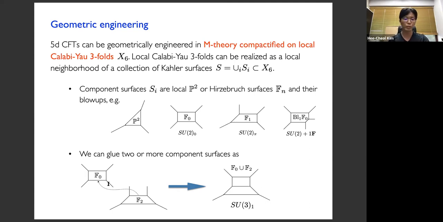So in this example, we glue one Hirzebruch surface F0 to another Hirzebruch surface F2. To glue them together, we identify the curve here with the curve in F0. And at the end, we have the rank 2 surface. Embedding this surface into the Calabi-Yau threefold, we have the rank 2 Calabi-Yau threefold geometry. In fact, this geometry realizes the SU(3) gauge theory at Chern-Simons level 1, and there are more complicated higher rank geometries. Therefore, higher rank field theories can be engineered in this way by gluing multiple component surfaces.